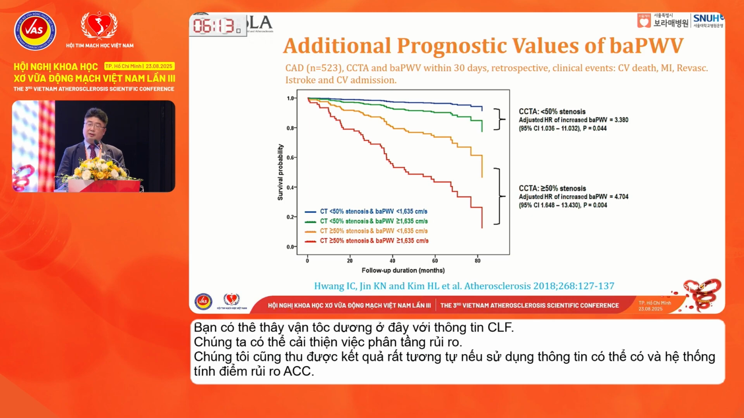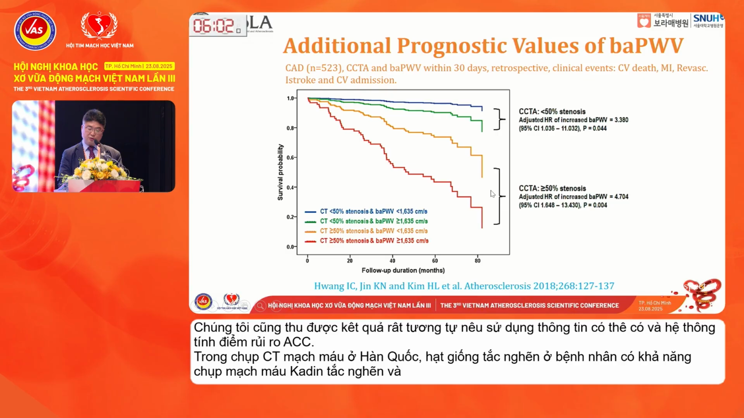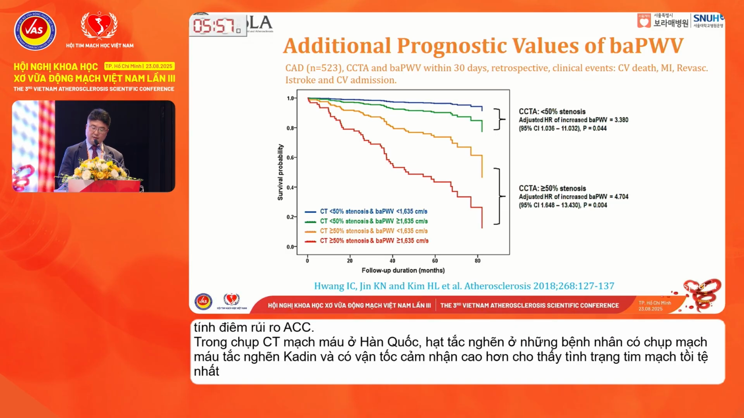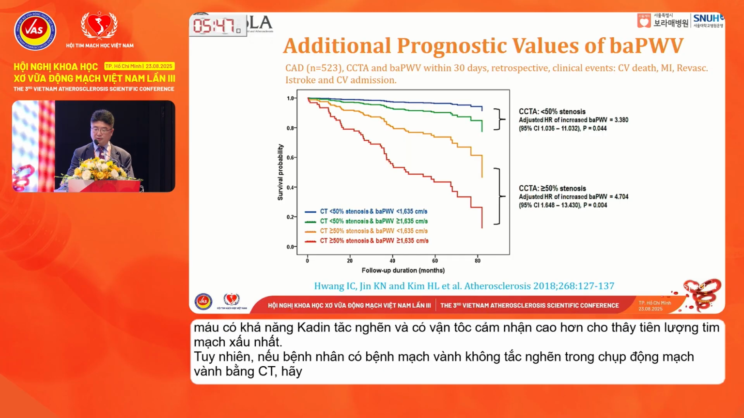In coronary CT angiography, patients with obstructive CAD and with higher pulse wave velocity showed the worst cardiovascular prognosis. However, if the patients have non-obstructive CAD in coronary CT angiography with the lower level of pulse wave velocity, there are only few patients who suffer cardiovascular events.